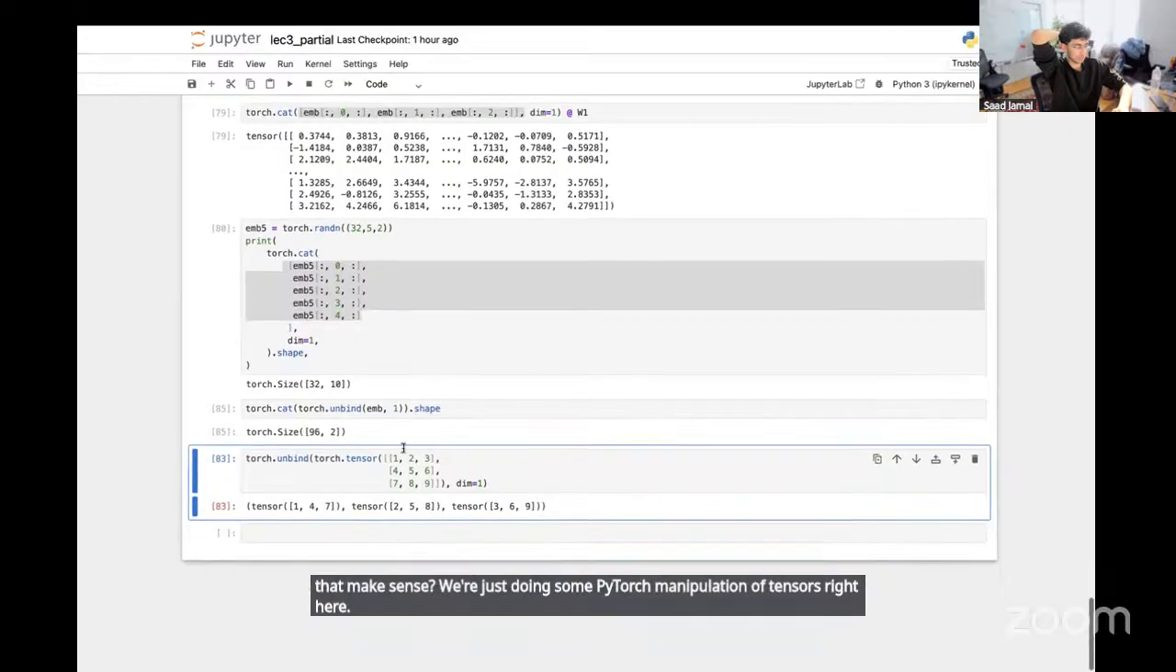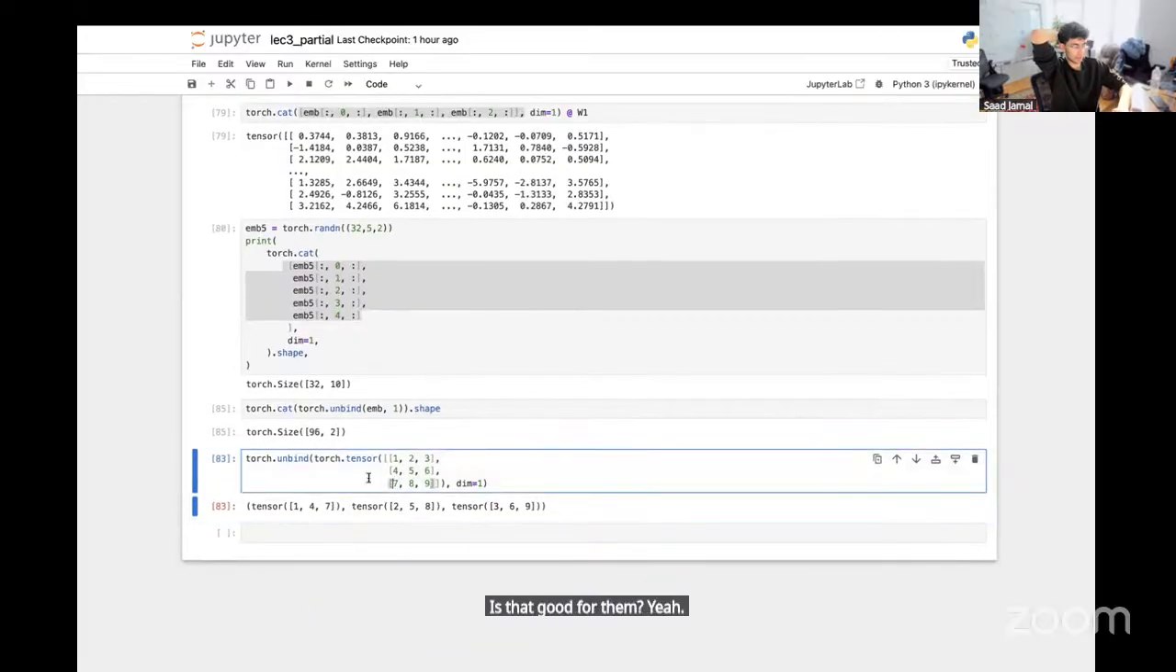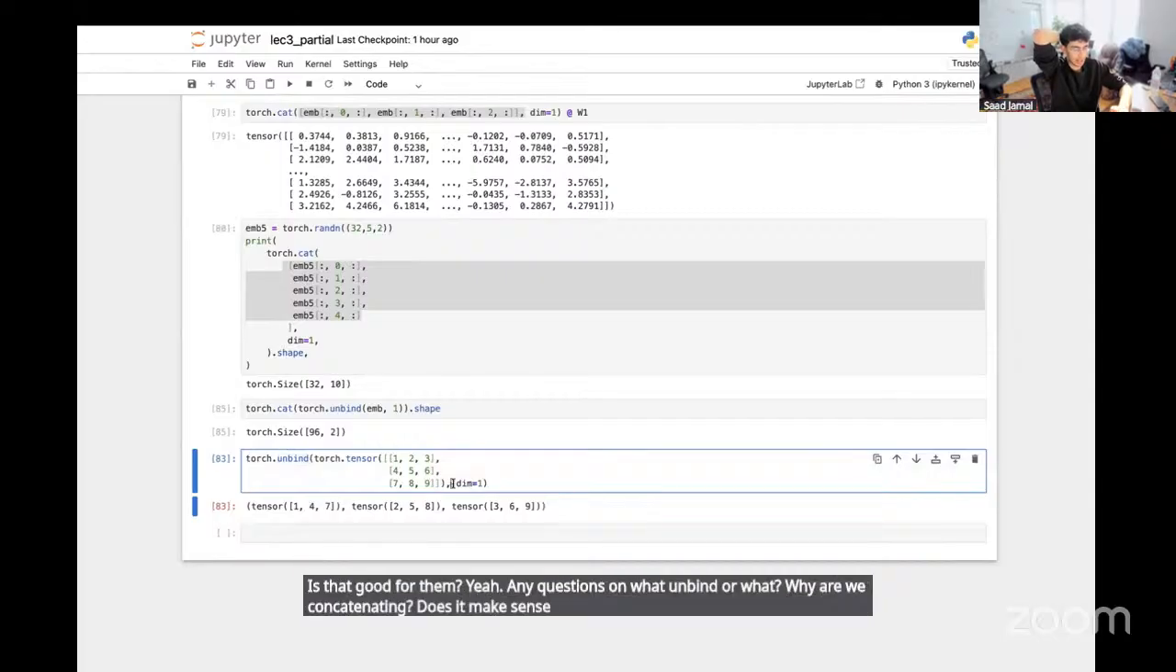Is that good for them? Yeah. Any questions on what unbind is, or why we are concatenating? Does it make sense why we have to concatenate? I guess, can you explain? Yes.